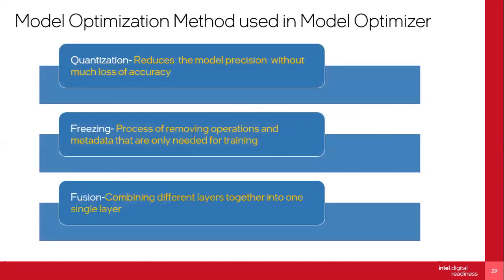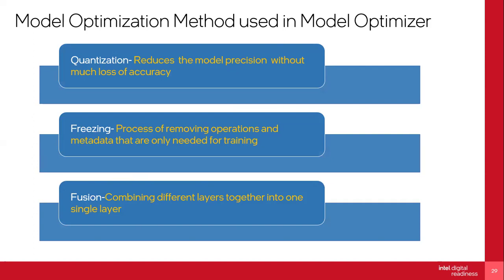Then, in model optimization, the first things are quantization, freezing and fusion. These three processes we're going to come across when doing model optimization. What is meant by quantization? Reducing the model precision without much loss of accuracy. So we are giving a more precise one. That is called reducing the model precision, so that without losing accuracy, you just make it precise. That we call quantization.